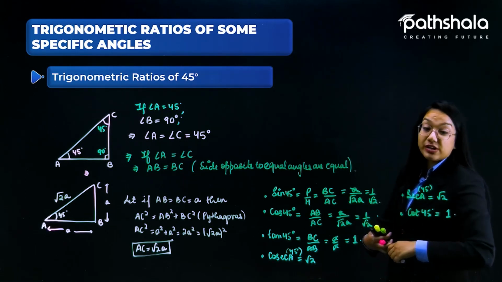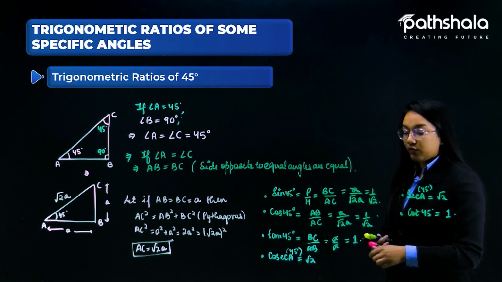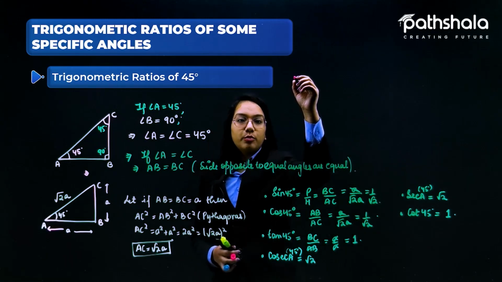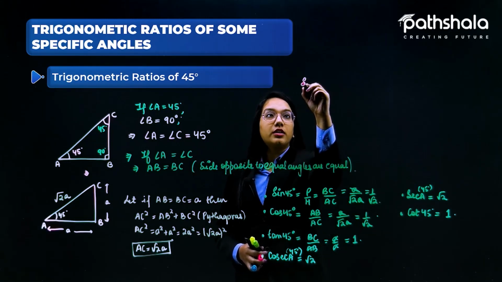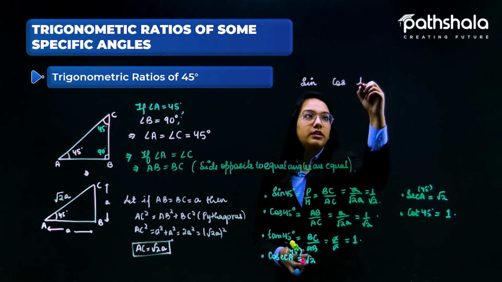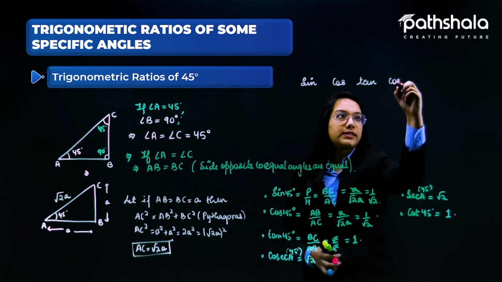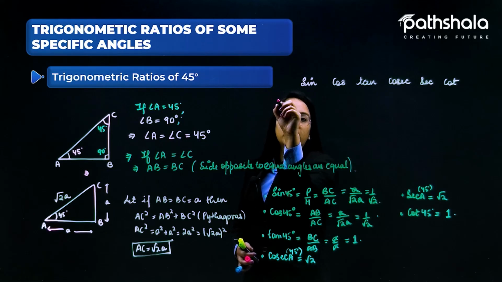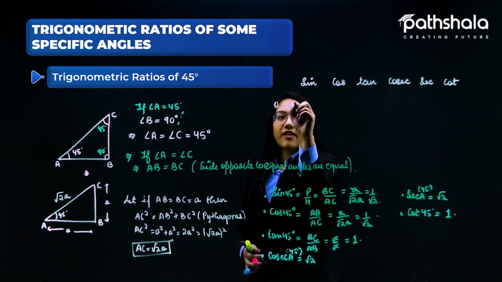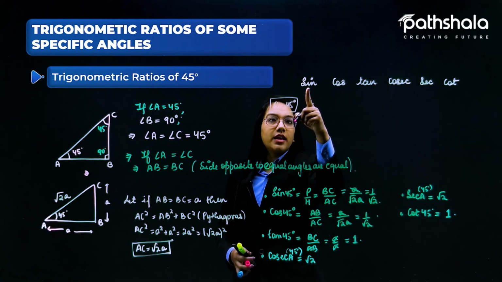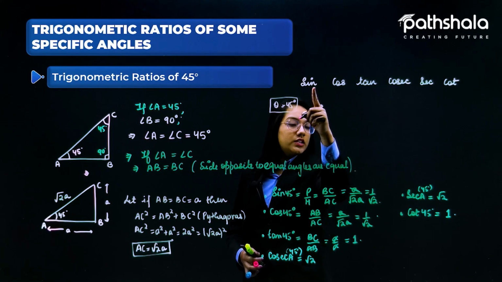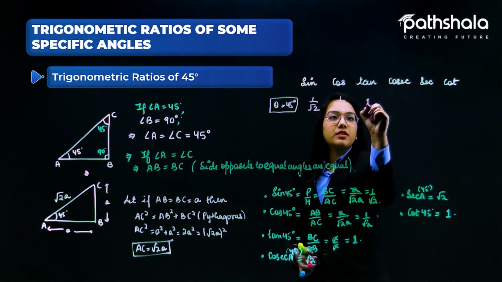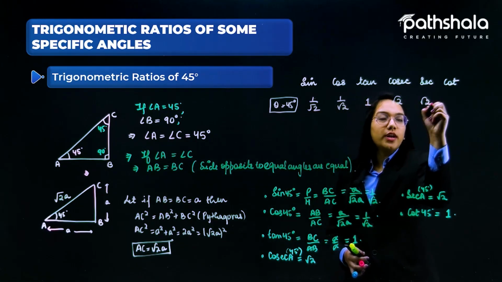So here we are getting a special result when we take the angle as 45 degree. Let me write it over here: sine, cos, tan, cosec, sec, cot, and theta, the angle, which is equal to 45 degree. If I am taking the angle theta as 45 degree, then for theta 45, sine is 1 by root 2. This is 1 by root 2. This is 1. This is root 2. This is root 2. And this is nothing but 1.